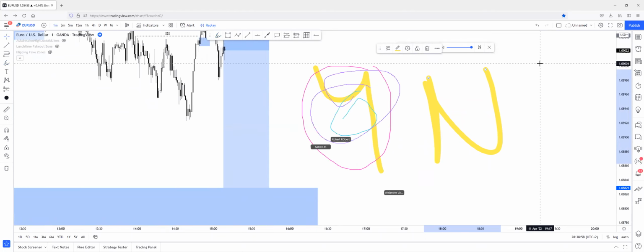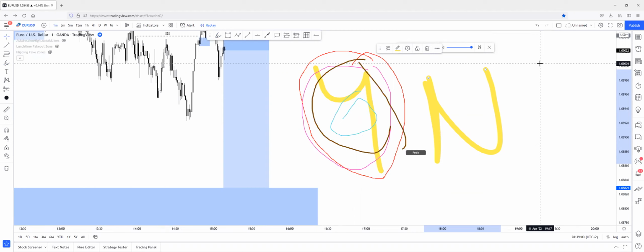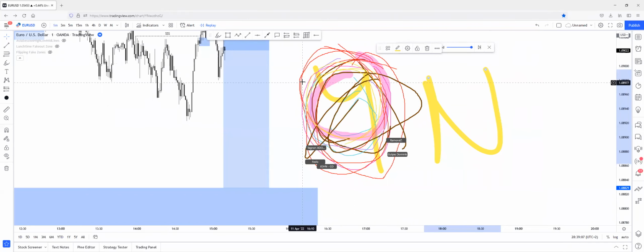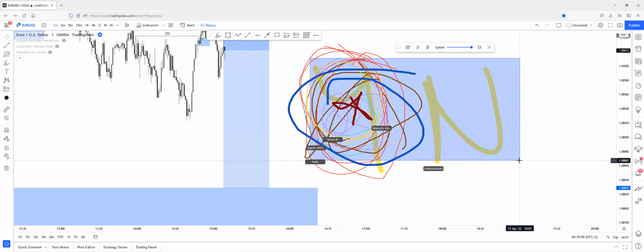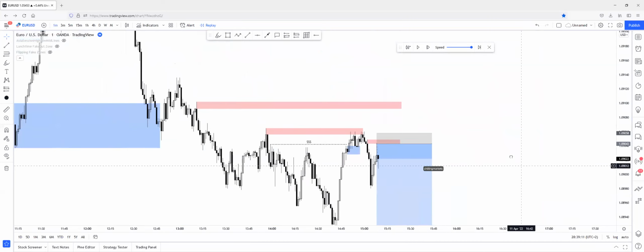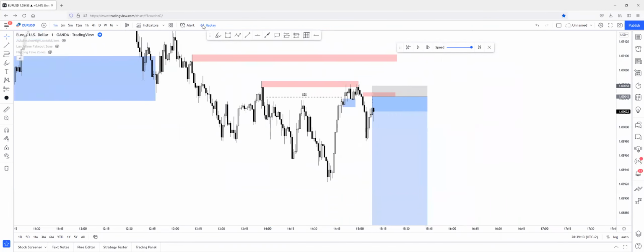The question is, do you want me to track the criteria for this trade? Okay, I will. Remove it, please. Thank you. Thank you, guys. So the criteria.